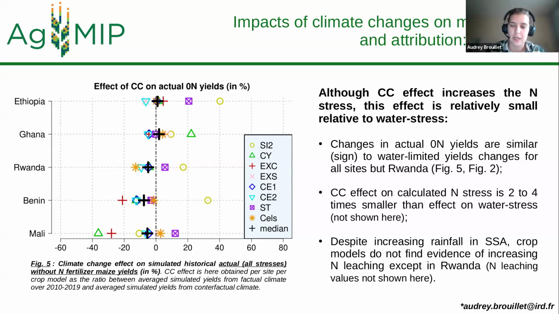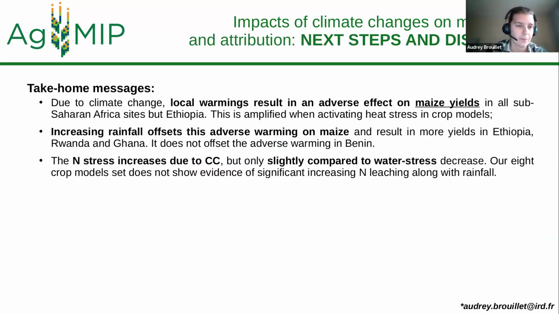And something very odd, something that is both a challenge and also a limitation, is that we were expecting to find evidence, according to the crop models, of increasing nitrogen leaching due to the increasing rainfall that we have shown. But so far, we did not find such evidence. So this must be kept in mind for later discussions.